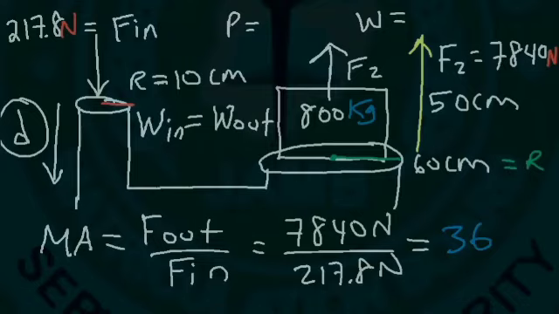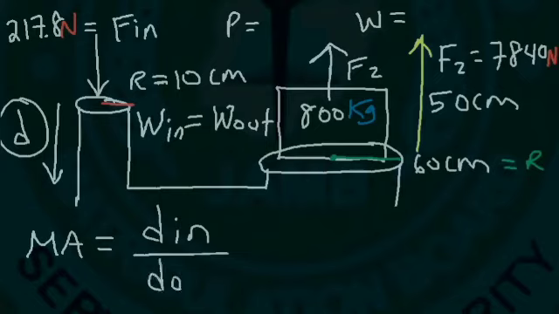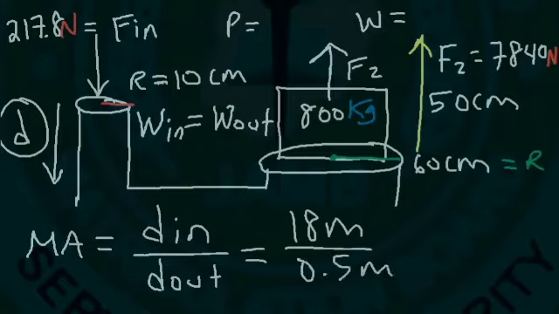Now it turns out that there's another way to calculate the mechanical advantage. The mechanical advantage of this hydraulic lift is also equal to the ratio of the input distance divided by the output distance. So we had to push the cylinder on the left by a distance of 18 meters, so that the 800 kilogram crate can go up by 0.5 meters. So 18 divided by 0.5 is 36. So there's a trade-off. If you want to increase the force, you have to apply a smaller force for a longer distance. So the work done is the same in both cases.